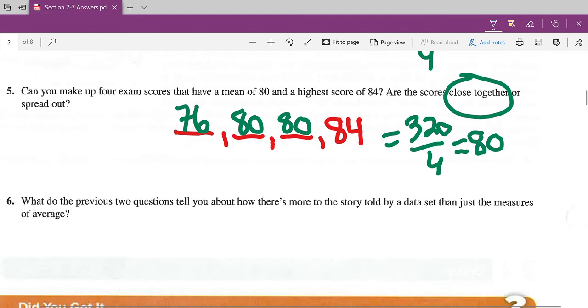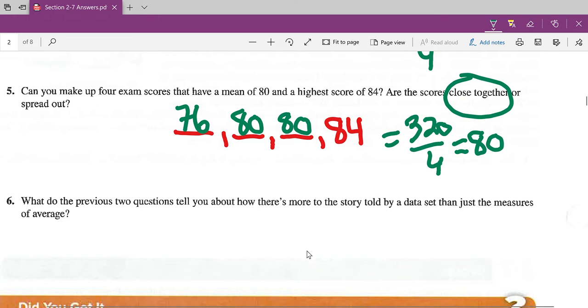Question number 6 says, what do the previous two questions tell you about how there's more to a story told by the data set than just the measures of average? The mean tells us one thing, but knowing the range and knowing some other information can tell us even more. So there's more behind the story than just the numbers.